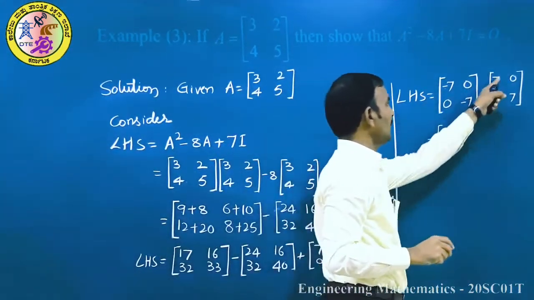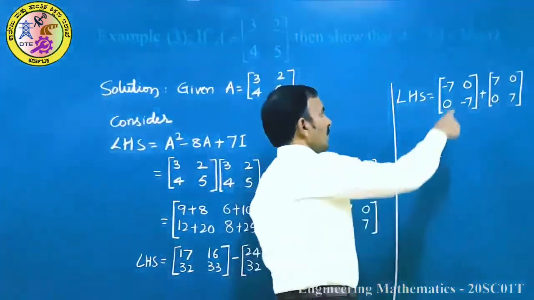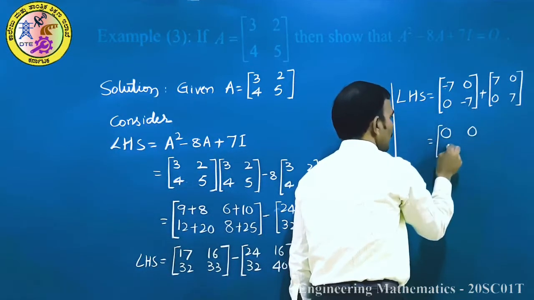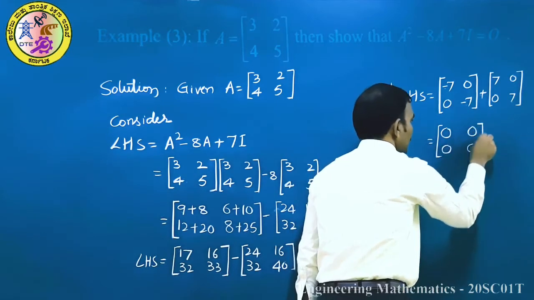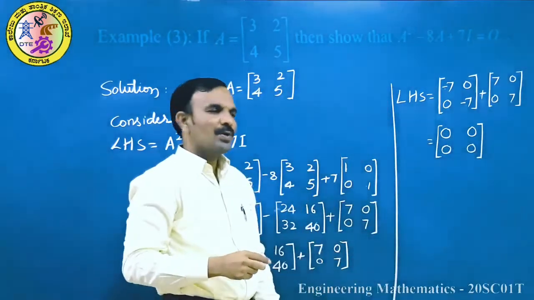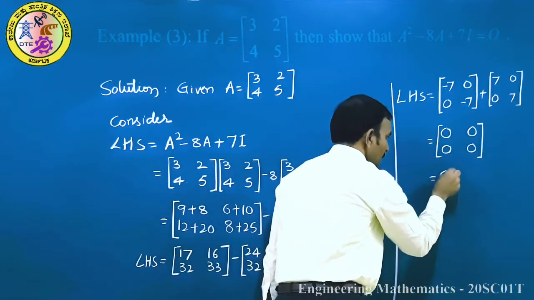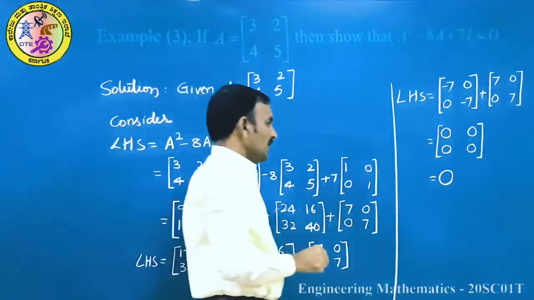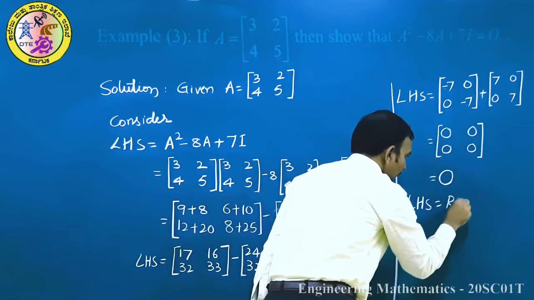Minus 7 plus 7 is 0, 0 plus 0 is 0, 0 plus 0 is 0, minus 7 plus 7 is 0. All elements are equal to 0. Therefore that is a zero matrix, denoted by O. That is, LHS is equal to RHS.